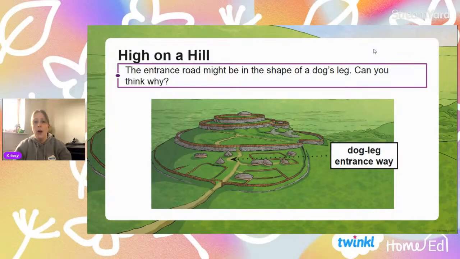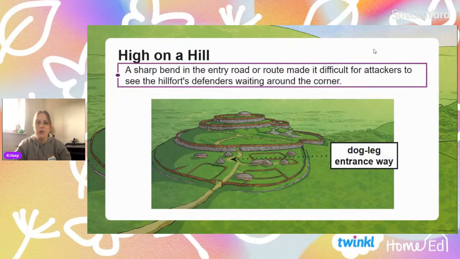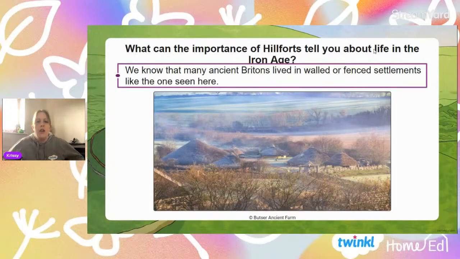What do we think? Well, it's a protection thing as well, because if you've got a sharp bend as you're trying to enter into a hill fort, it makes it really difficult for attackers because you can't quite see round the corner. So if you build up the bank and you dig out this road, it makes it really hard to know what's waiting around the corner. Obviously, if you're defending your hill fort, you absolutely know because you're on the high ground. But a really clever way of building a settlement. And I think what this shows us is how developed we start to become.